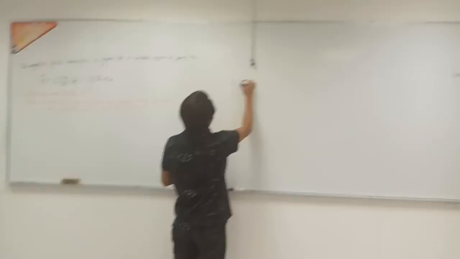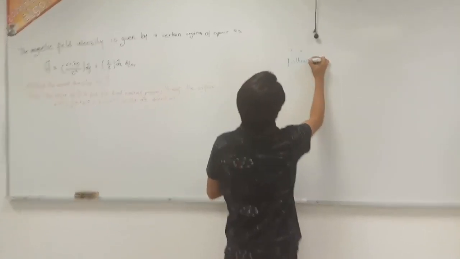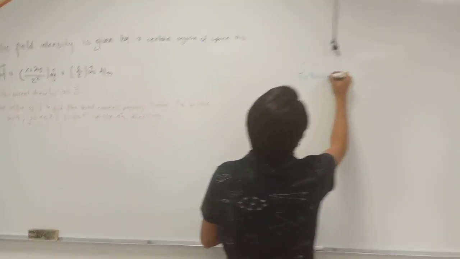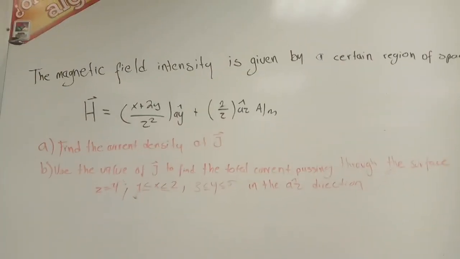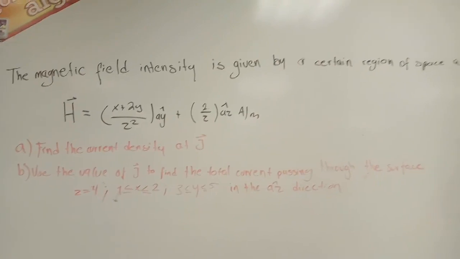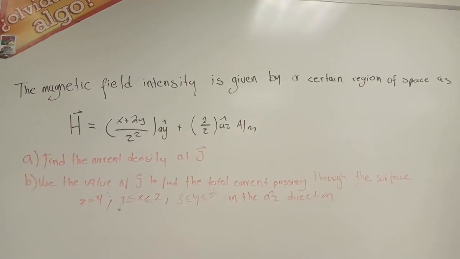Now we're going to give a numerical explanation of a problem that involves Faraday's law. The problem says the magnetic field intensity in a certain region of space is given by H equals (x plus 2y) over z squared in the ay direction plus 2 over z in the az direction. For this problem we have to find the current density J, which is the first part. For the second part we have to evaluate J with certain values.